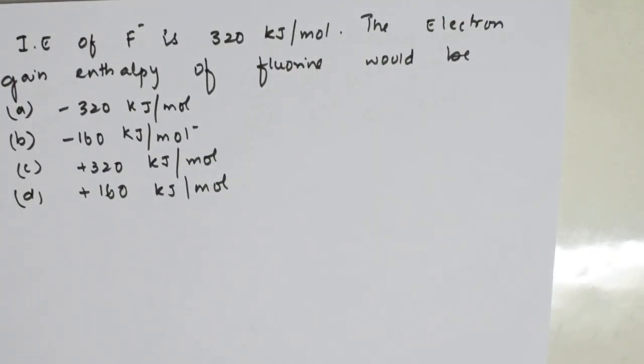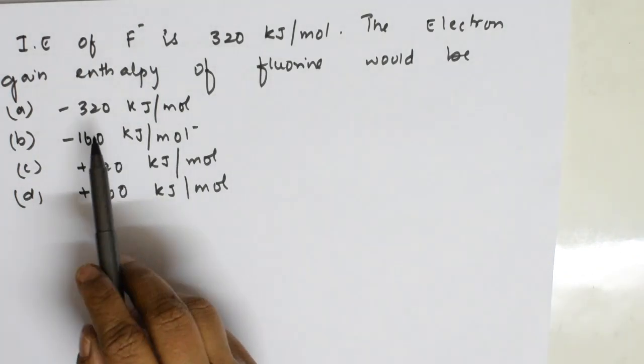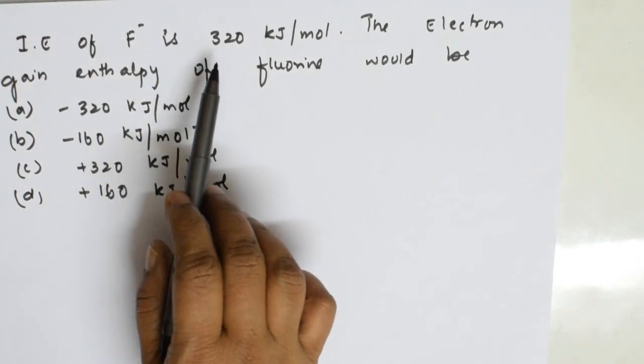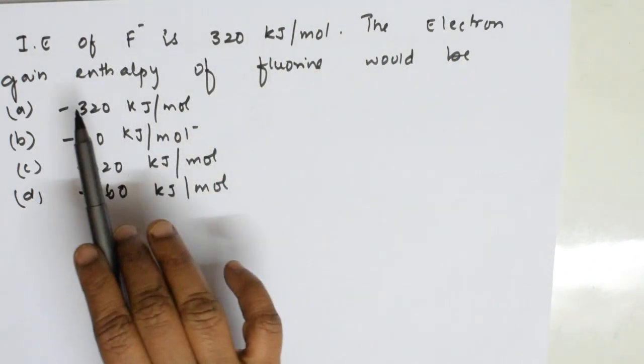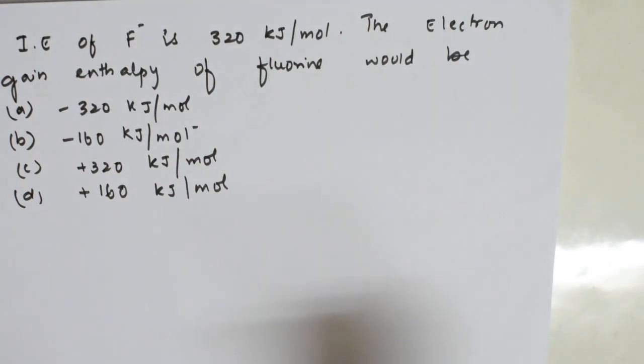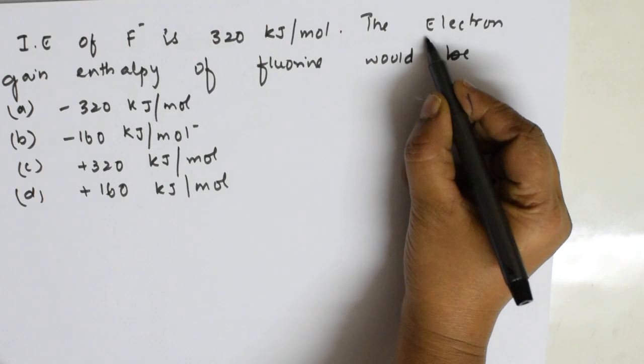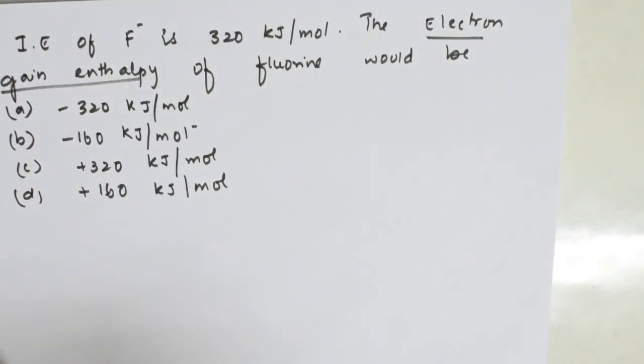Now let us do the next question. Here, what did they give us? They have given us ionization energy. I did 2 videos earlier than this: one on the concept of atomic radii, and one on ionization enthalpy. Watch those. Here they've given the ionization energy of fluorine as 320 kilojoules per mole, and they ask how much the electron gain enthalpy of fluorine would be. It's a simple question.